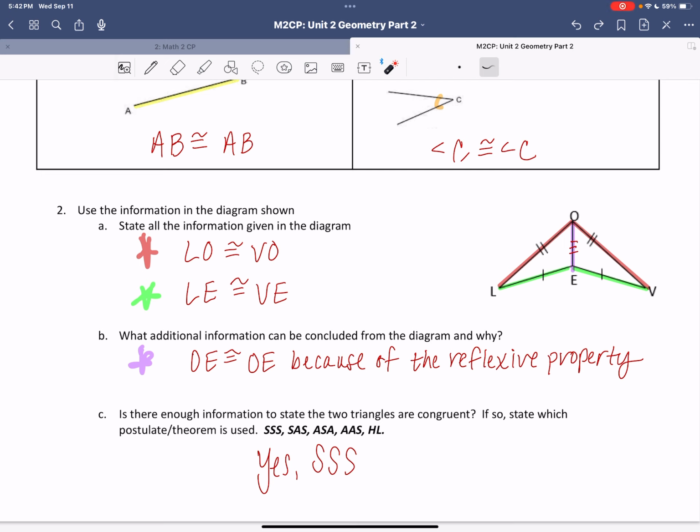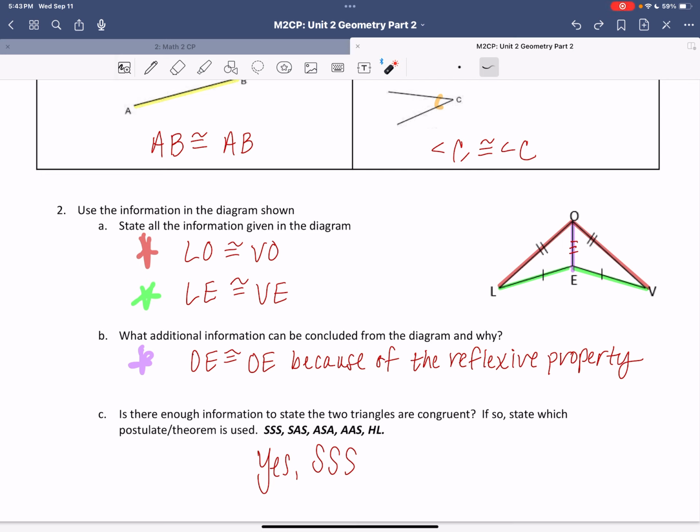It says state all the information given in the diagram. Well, I highlighted it for you. So LO is congruent to VO, and if you notice, they both show they're congruent there, so that's what I wrote here. And then it says that LE is congruent to VE, and you know that because they're both marked there. So that's what's given in the diagram.